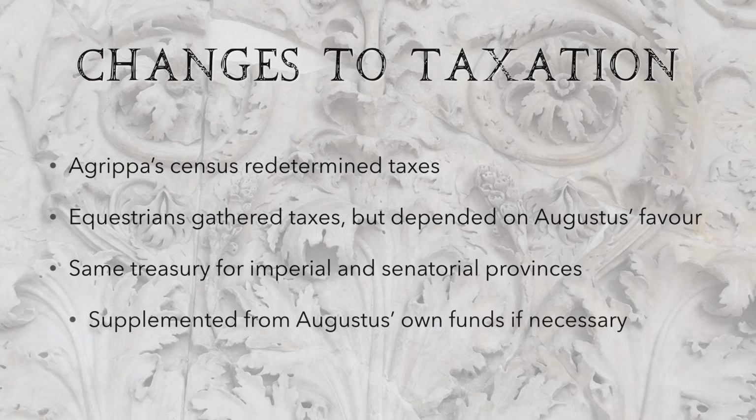And if necessary, Augustus supplemented this out of his own wealth. He was very rich because of the money he'd got from Egypt and his other provinces, and also his inheritance. So everything was directly accountable to him.